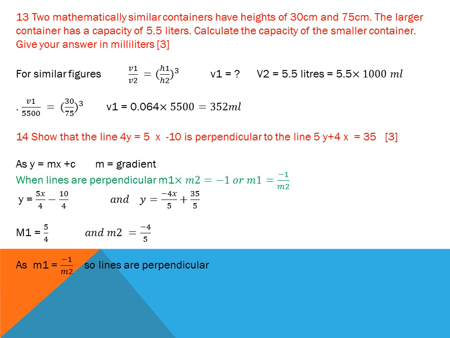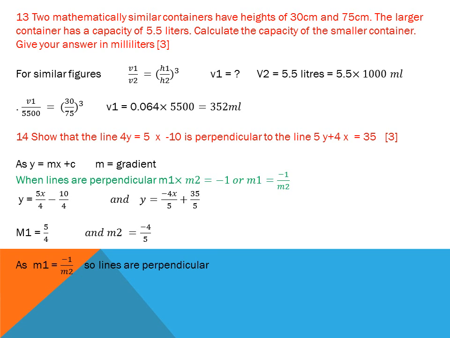In question number 13, two mathematically similar containers have heights 30 centimeters and 75 centimeters. The larger container has a capacity of 5.5 liters. Calculate the capacity of the smaller container. Give your answer in milliliters. 3 marks. For similar figures, here I use the formula V1 over V2.